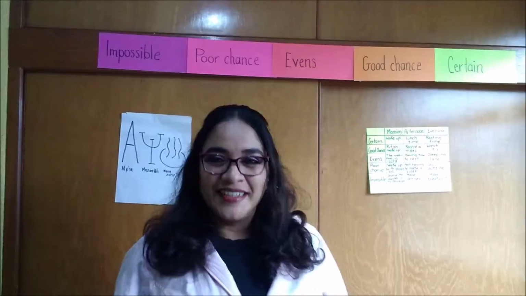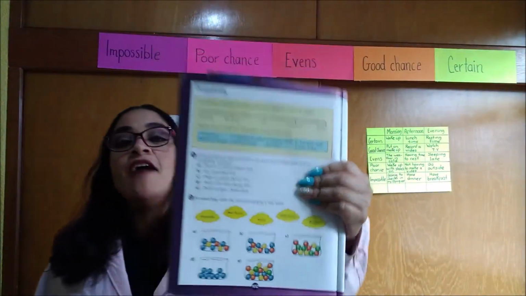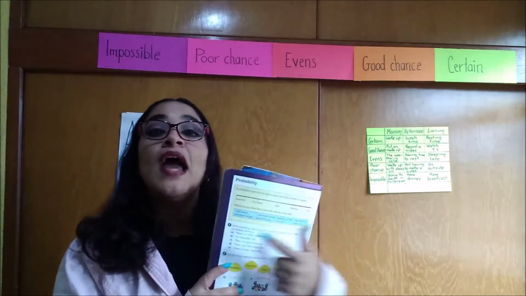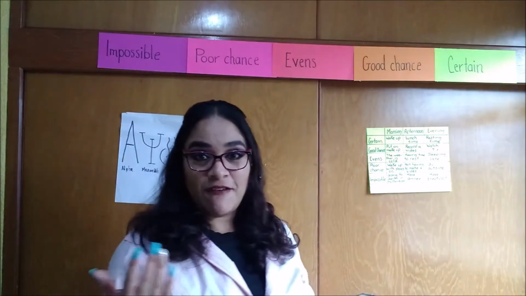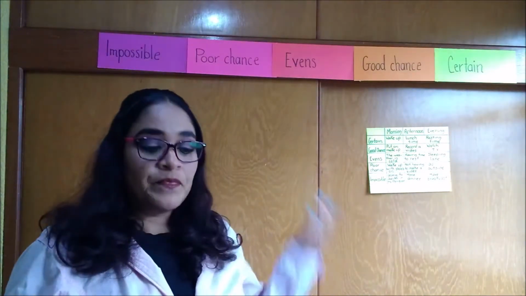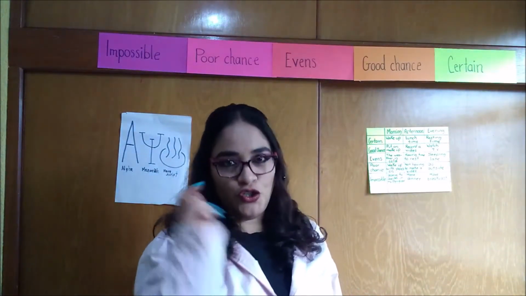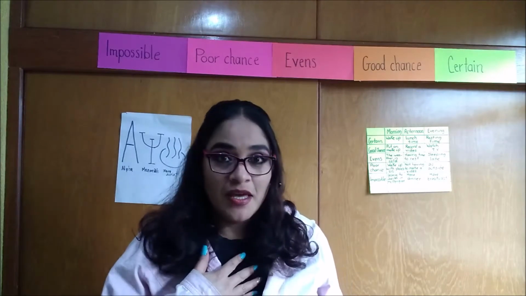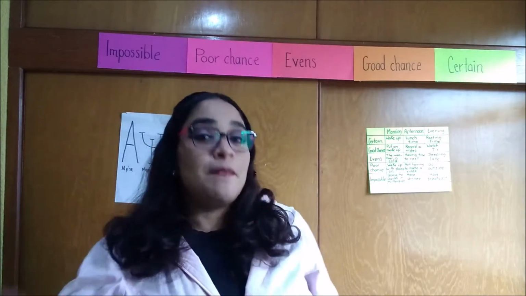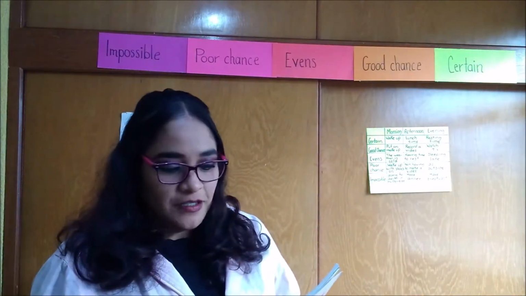Wow! So on our page 102, we have the same scale here. And we have some events that we need to classify according to our scale. The first event says, I will watch television tonight. How likely is it to happen to you? For me, I could say it is certain because I like to go to bed and watch TV.